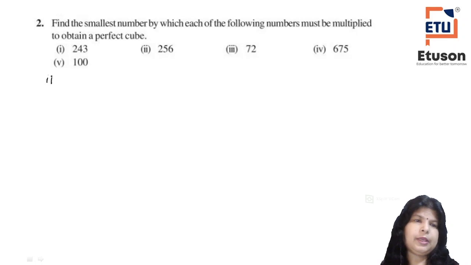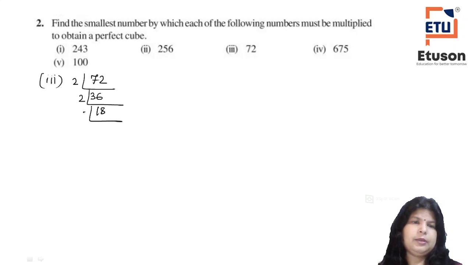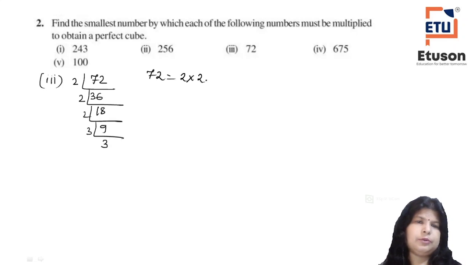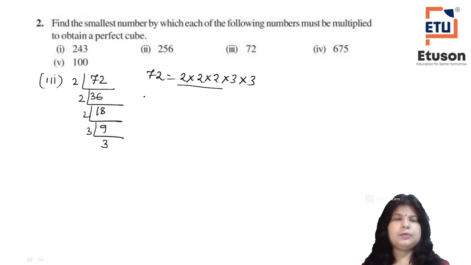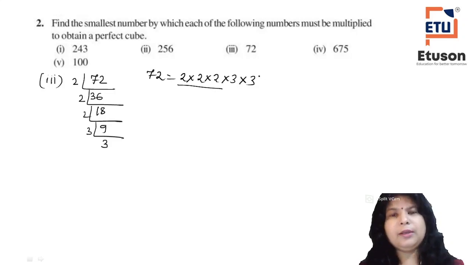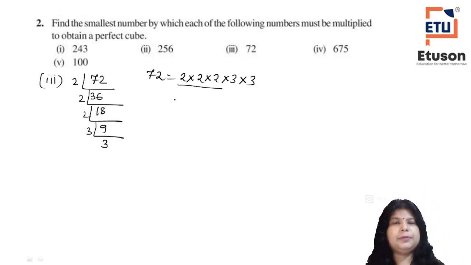Bit 3. What is the number you have? You have number 72. So again let us find out the prime factors of 72. So 2 you get 18, 2 you get 9, 3 you get 3. So 72 is equal to 2 into 2 into 2 into 3 into 3. Let us form the set of 3. So as you can see, there is one 3 less to form a set of 3.